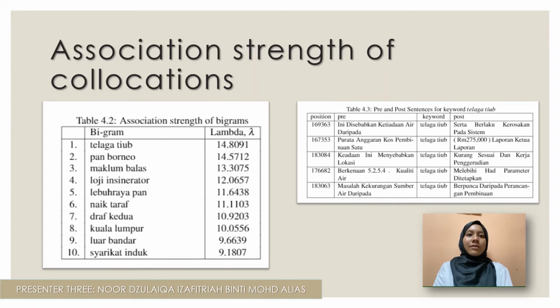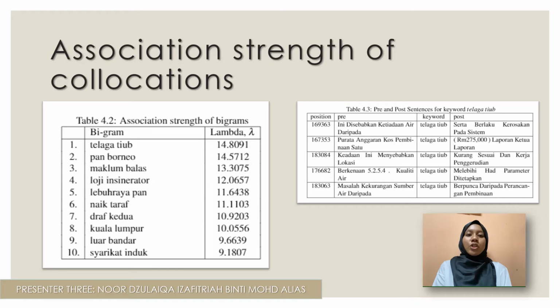Next are the results of association strength of collocations. The association strength of collocation was analyzed and measured by the value of lambda. From table 4.2, the highest score of lambda is Telaga Tiup with a value of 14.8091. Telaga Tiup is a project made by the Malaysian Education Ministry to give a clean water supply to schools in rural areas of Sabah and Sarawak.